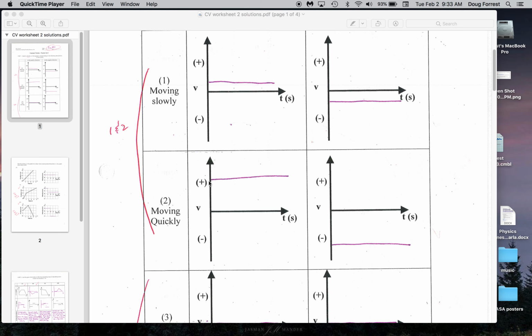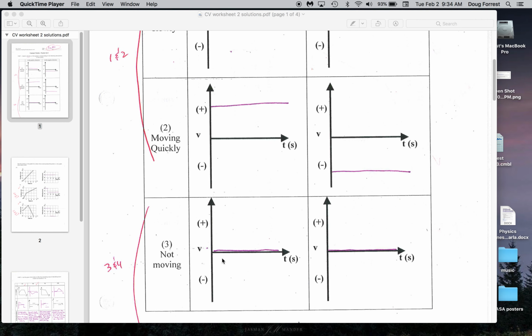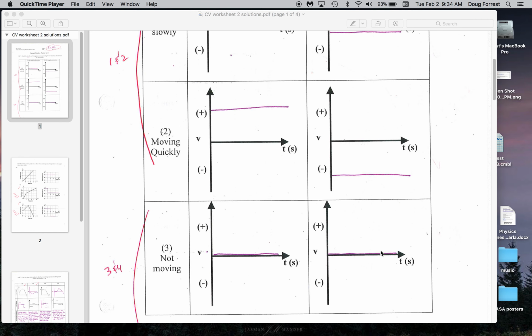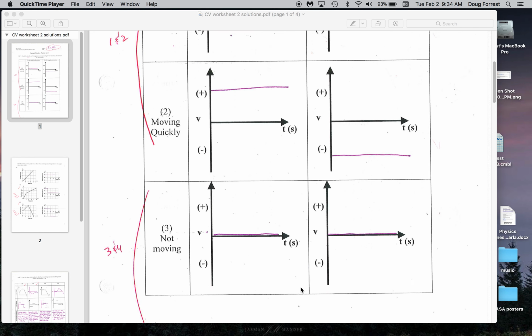Here, if we're moving quickly in the positive direction, we would still have a horizontal line. I know that doesn't look particularly horizontal, but that would be farther above zero, and moving quickly in the negative direction, this would be farther below zero. For something not moving, whether you think of positive or negative direction, that's going to be zero velocity the whole time.